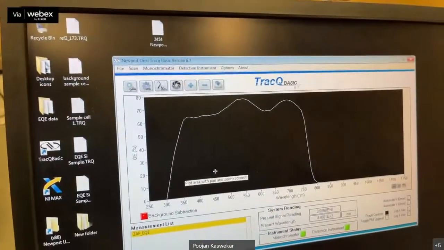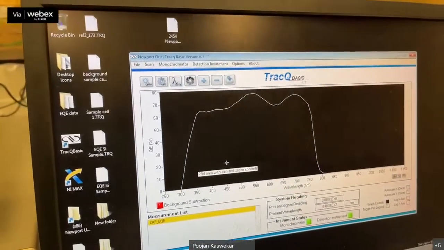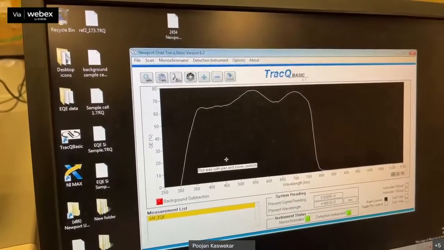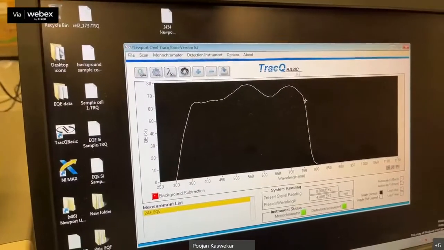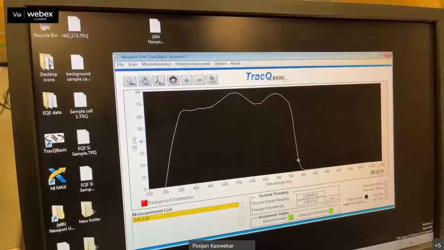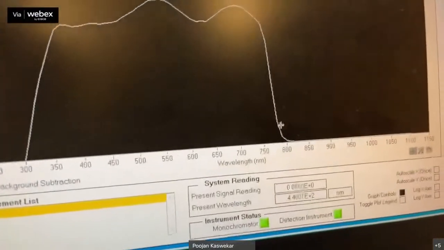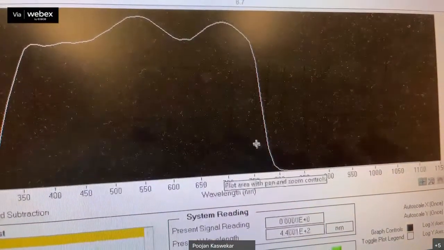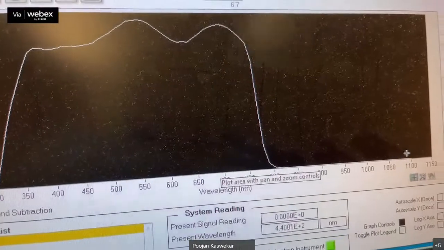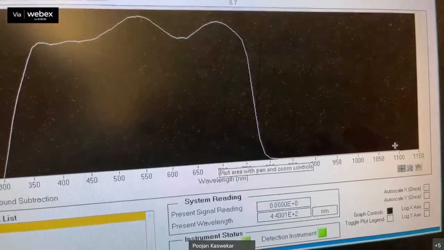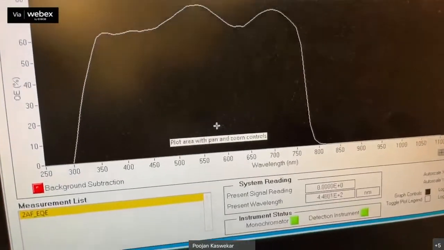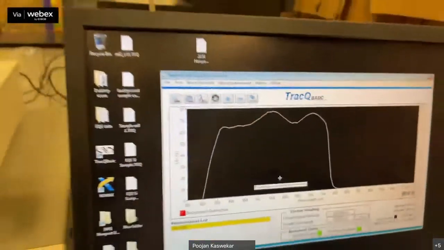This particular EQE is for my MAPbI3 solar cell, which has a 1.51 electron volt band gap. That's why it is absorbing all the photons. If you draw a perpendicular line from here, it will be up to 790. After that, it won't absorb anything because it's beyond the band gap of that solar cell. So this is our typical EQE instrument.